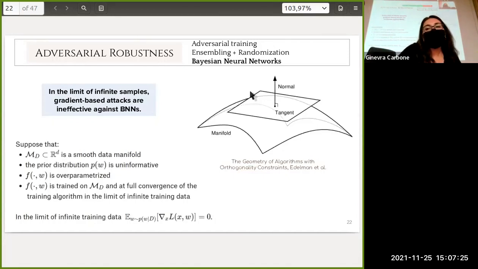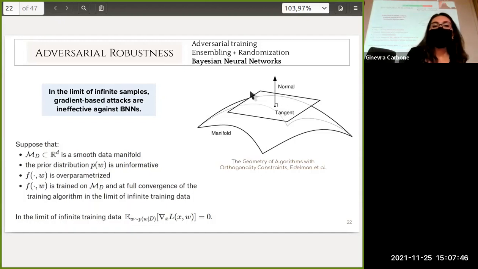So our main theoretical result is that we proved that in the limit of infinite samples from the posterior, Bayesian neural networks are resilient to adversarial attacks which are gradient-based. So only to this specific class of attacks.